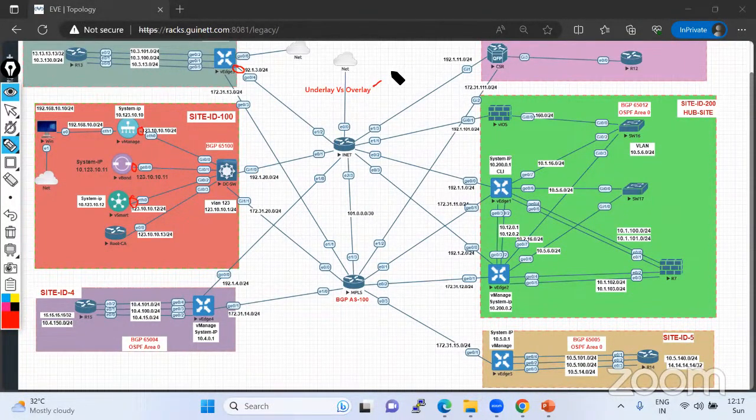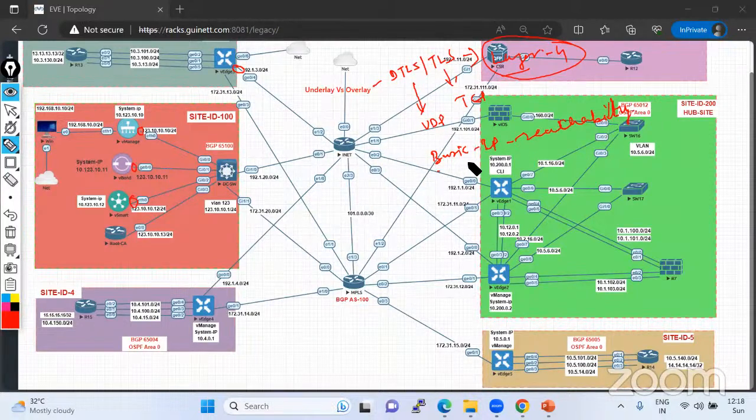This connection could be the overlay, and this is known as a DTLS connection or TLS connection. TLS is based on TCP and DTLS is based on UDP, and these are layer 4, transport layer security, right? So these are layer 4 protocols. They are going to build the tunnel, but before building the tunnel, your basic IP reachability should be there. If there is no basic IP reachability, you cannot form your TLS and DTLS tunnel.